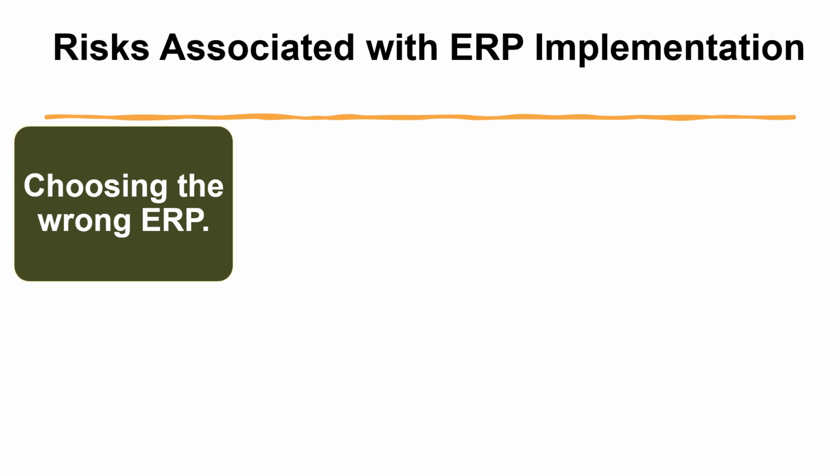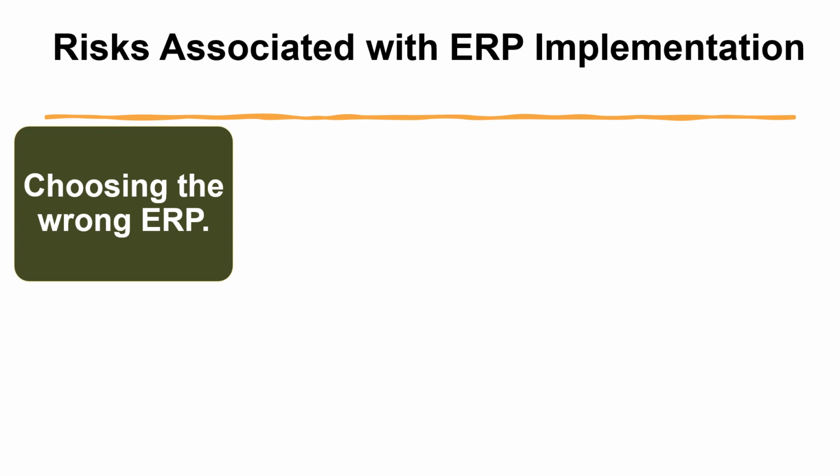So choosing the wrong ARP is one of the crucial, very strong risks. Why? Because remember when we talked about the disadvantages of an ARB system: it's costly, it's complex, it's difficult to implement, it takes time. So imagine you have the wrong ARB system and you try to squeeze and implement it into your company.